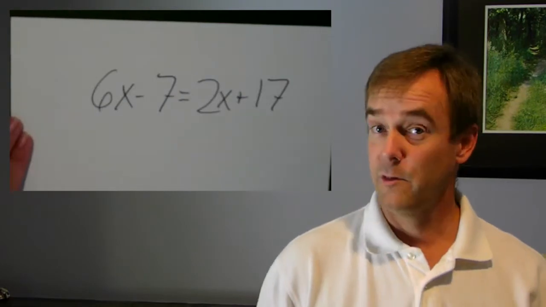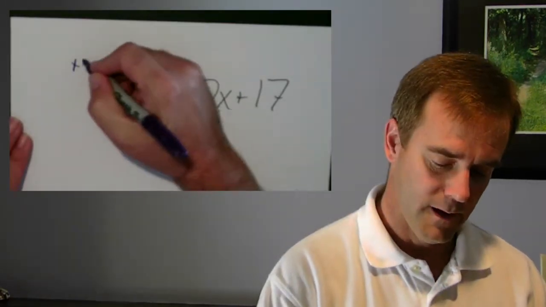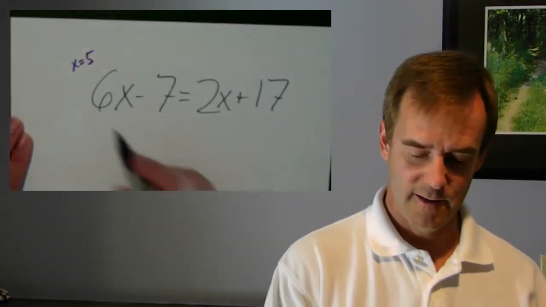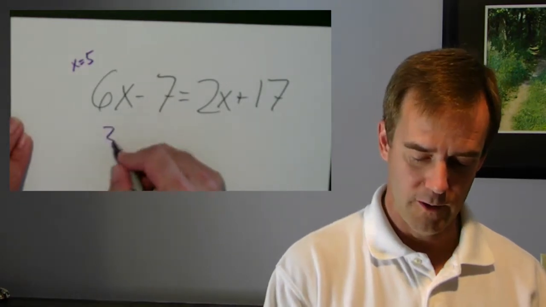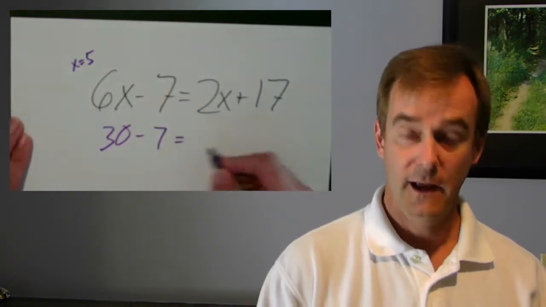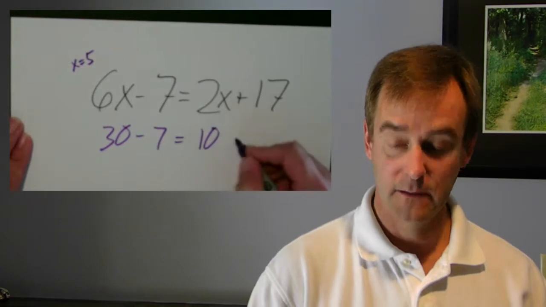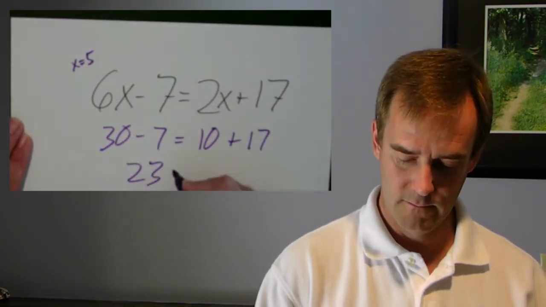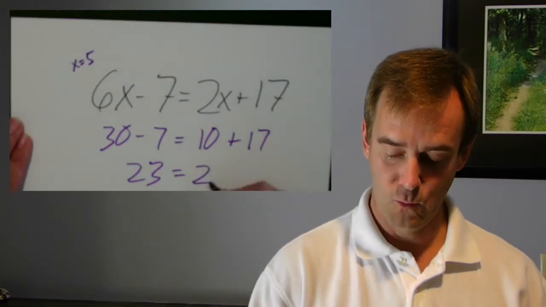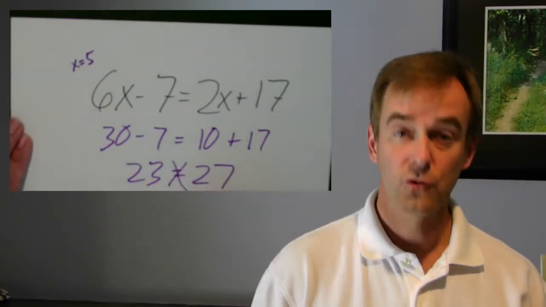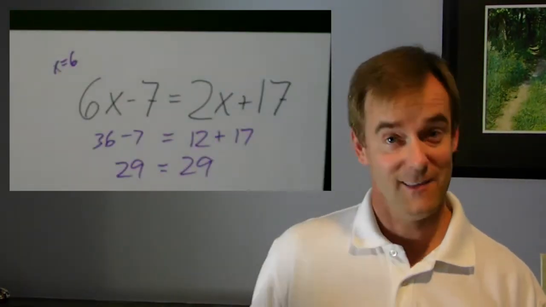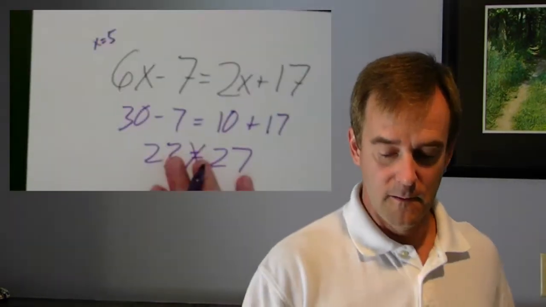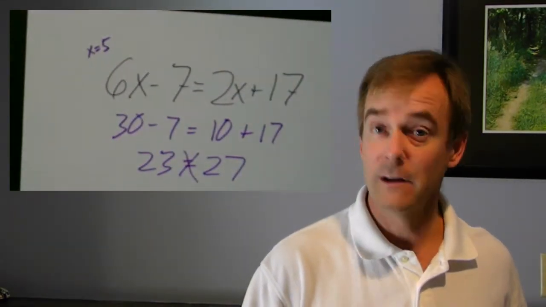True. Try it with something else. What if x had been 5? 6 times 5 would make 30 minus 7. And 2 times 5 would make 10 plus 17. 30 minus 7 is 23. 10 plus 17 is 27. Not true. So 6 is in the solution set. 5 and any other number is not.